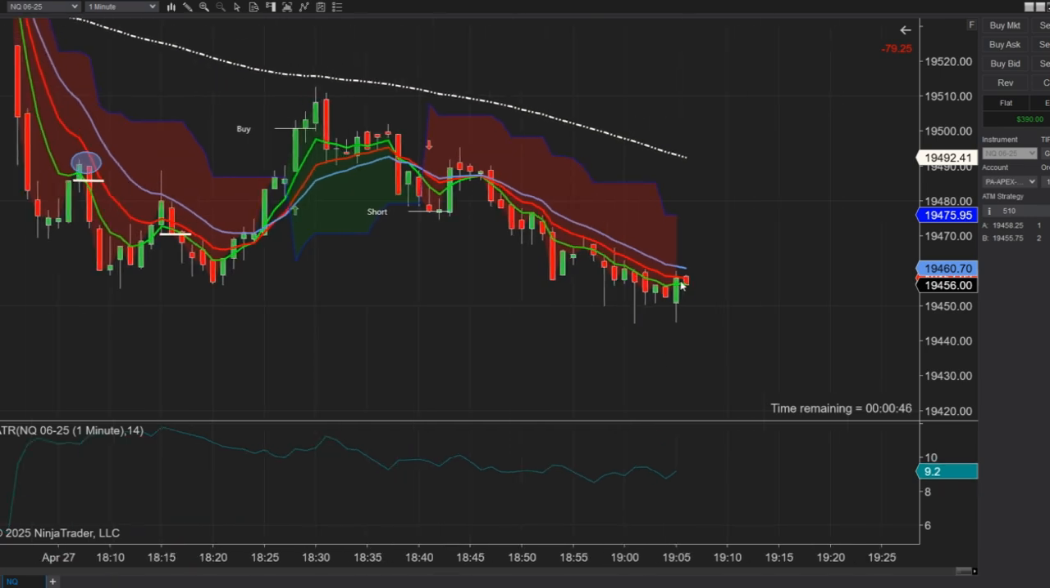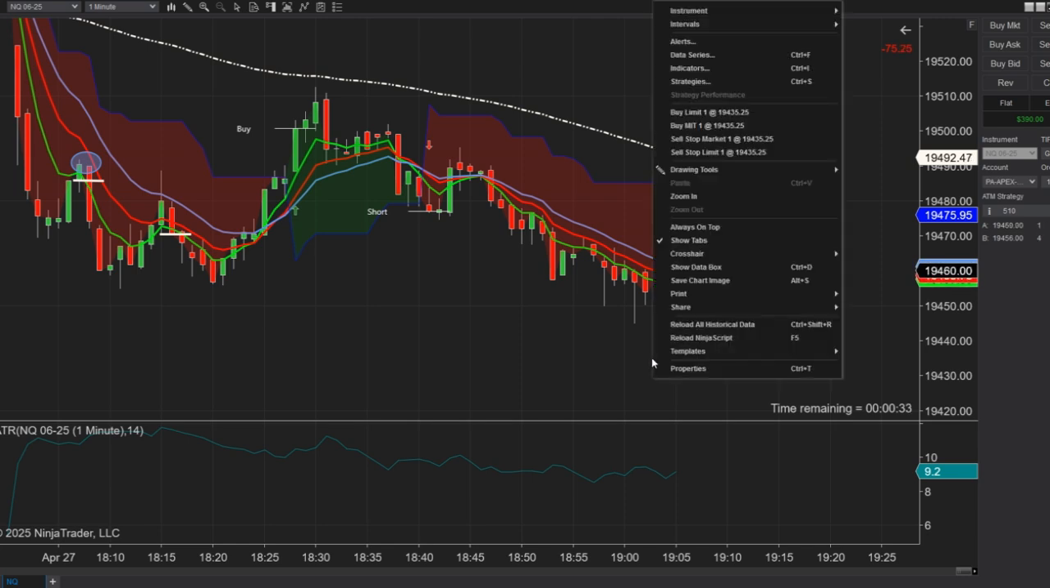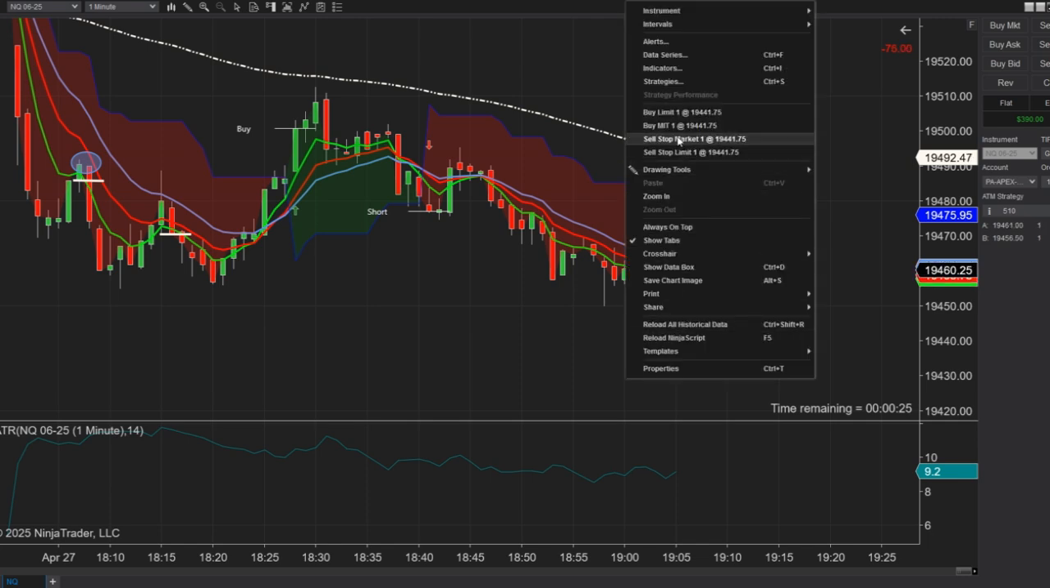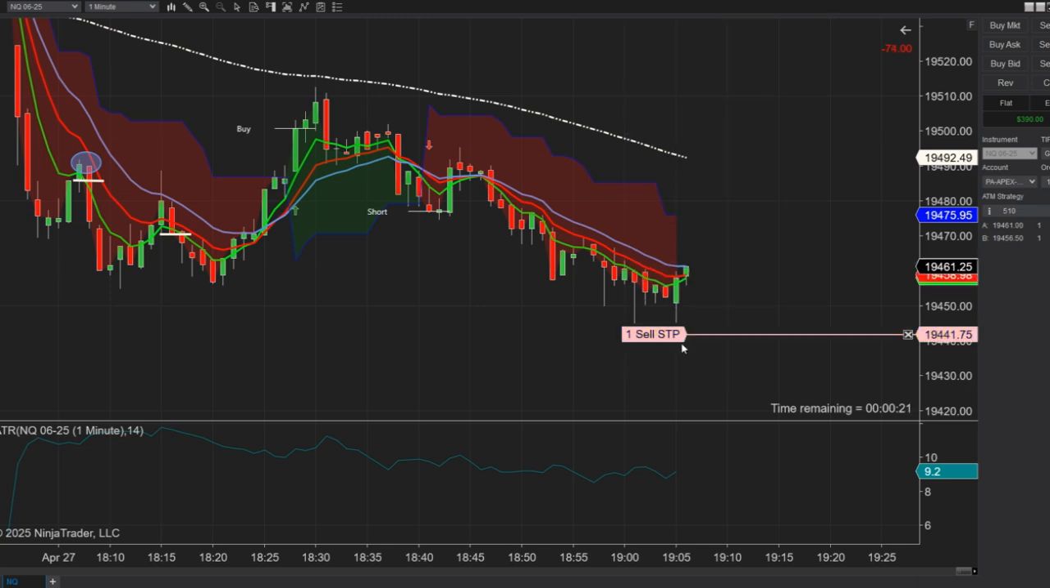So this is not too bad of a play, but I would rather have had one more up candle. I'd like this candle to go up, maybe even come back down below, stay a little green, and then I would like to take the trade there. So what I'll do is, oops, wrong one. Hold on. I didn't want to reload, but sell stop. And I'll just get that ready.